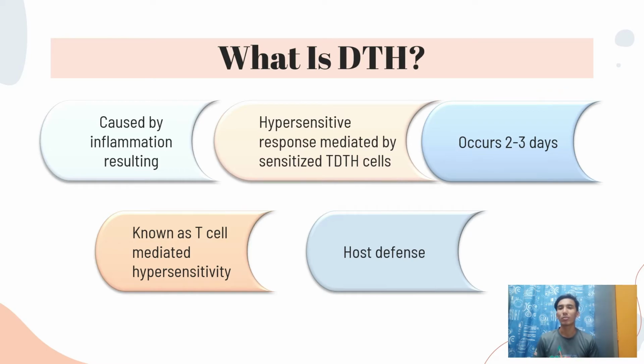The DTH is caused by the inflammation resulting from cytokines produced by the CD4 plus T-cell and cell killing by CD8 plus T-cell. And then a hypersensitivity response mediated by sensitized TDTH cell, which release various cytokines and chemokines. The DTH occurs 2 to 3 days after the TDTH cell interact with the antigens.